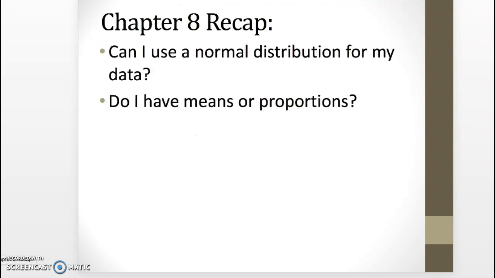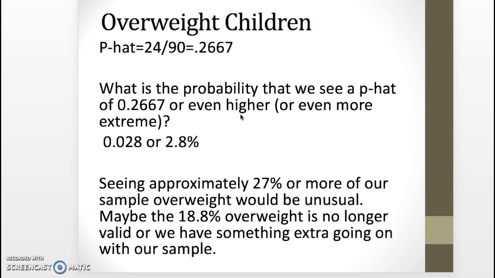Quick recap of Chapter 8. The big question is, can I use a normal distribution for my data? And then question number 2, do I have means or proportions? When we're just in 8.1, we were just looking at sample means. 8.2, just sample proportions. But when we proceed, we're going to be mixing those up, and you want to make sure you can identify which set of conditions and which set of formulas to use. So let's recap that part.